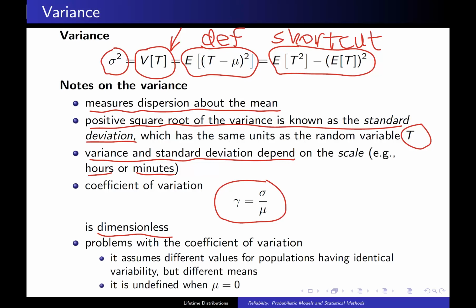Problems with the coefficient of variation: it assumes different values for populations having identical variability but different means. So it is not the best measure of spread or dispersion, and also it's undefined when mu equals 0. Now that doesn't happen to be a problem in reliability, because if you've got a product which has an expected time to failure of 0, you're in trouble.